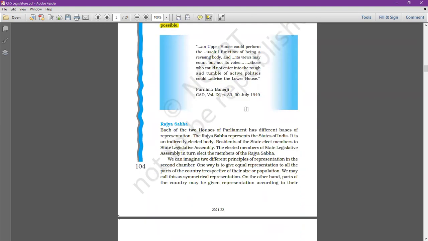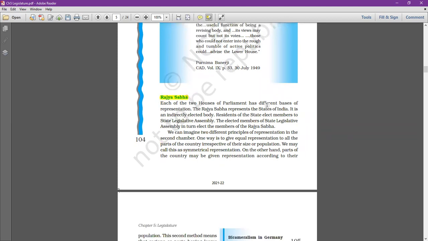Now, as we have already discussed, in two houses we have first Rajya Sabha and Lok Sabha. Rajya Sabha is the upper house and Lok Sabha is the lower house. Now let us discuss Rajya Sabha and Lok Sabha separately. First, Rajya Sabha. Now you know each of the two houses of the parliament has different bases of representation. The Rajya Sabha represents the states of India. It is an indirectly elected body.